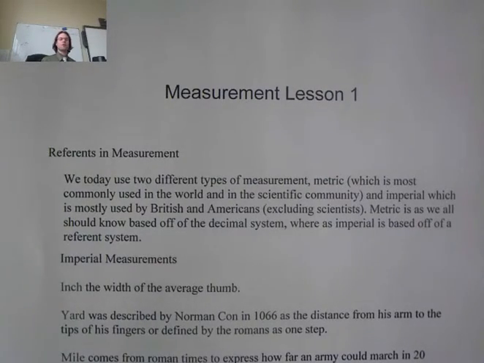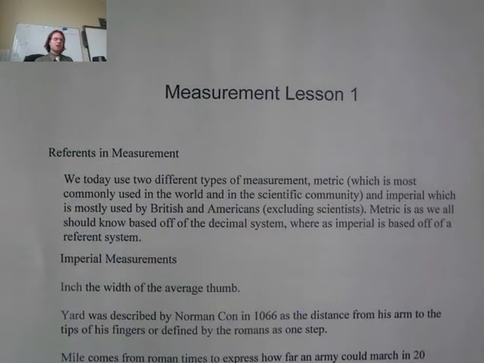Today we're going to get into our first lesson of measurement. Now, in Canada, we use two different types of measurement. We use the metric system, which is commonly used around the world, or the most common one used around the world, and we use the imperial system, which is used by British and Americans, excluding scientists.